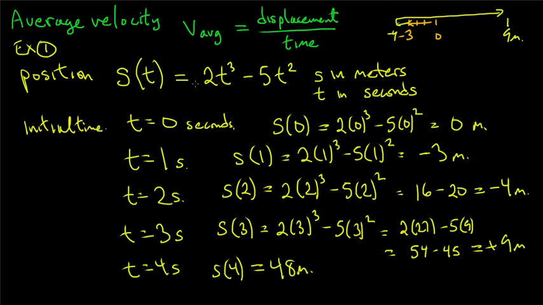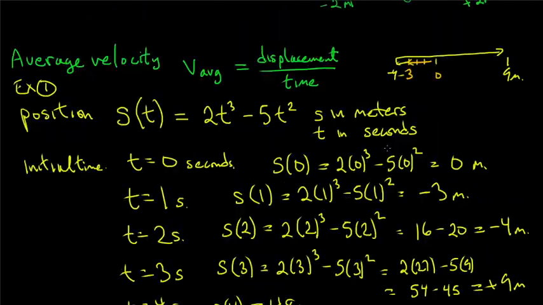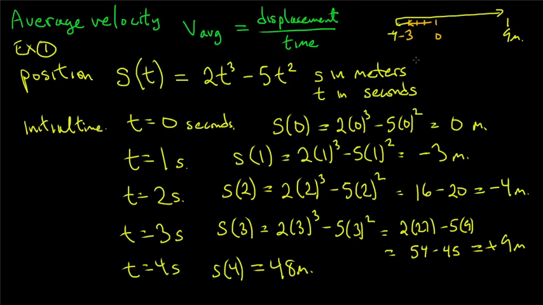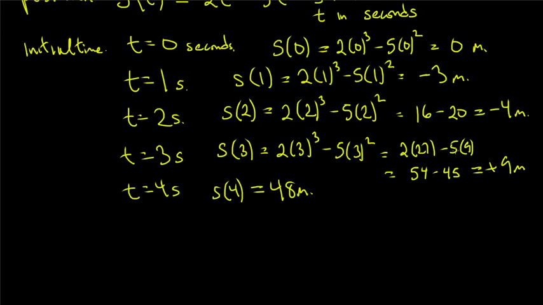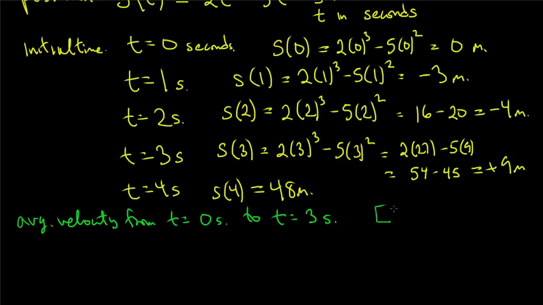So now we can calculate our average velocity. When we're asking for the average velocity, we have to give a time interval. We have to say what time we're starting and what time we're ending. So let's say we're starting at, again, t equals 0 seconds, and we want the average velocity from t equals 0 seconds to, let's say, t equals 3 seconds. So the time interval is from 0 to 3, using interval notation.